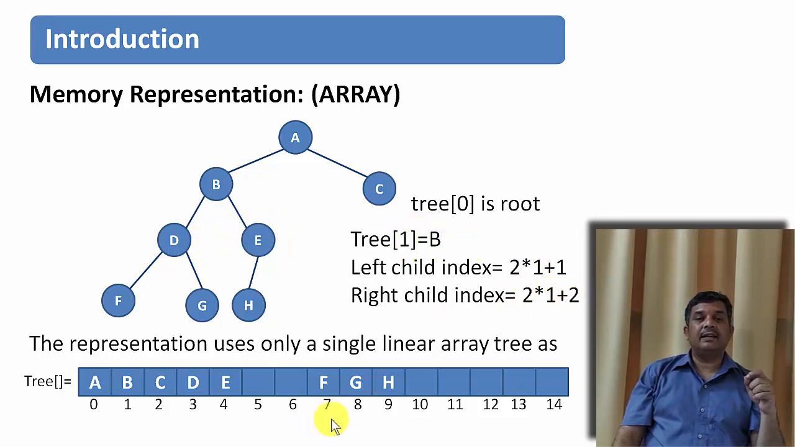Let us say at the 7th index data F is there. I want to find its parent. So what I need to do is 7 minus 1 by 2. 7 minus 1 is 6. 6 by 2 is 3. So at the 3rd location, D is the parent of F. You can verify it.